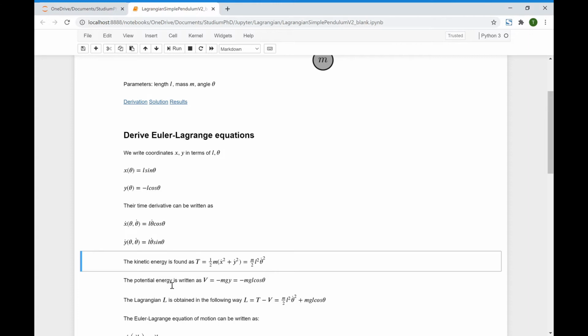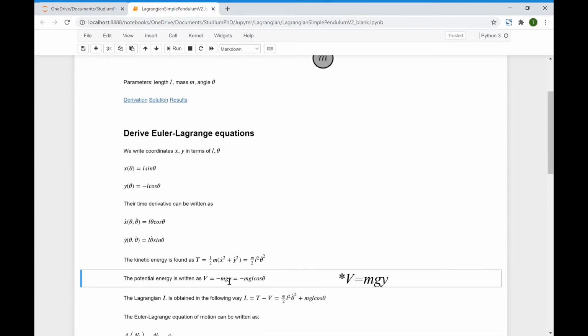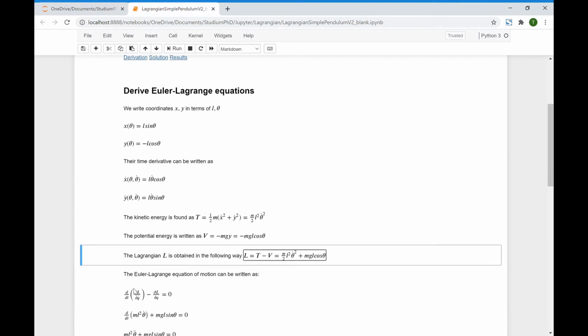Now, we also need the potential energy. Potential energy, mgh. In this case again, as we are taking the system of coordinates starting here, our potential energy will be minus mgy, and will be minus mgL cosine theta. So now we can write the Lagrangian L as T minus V, insert T, insert V, obtain this expression. So all we need now is basically to insert this Lagrangian L in our Euler Lagrange equation of motion.